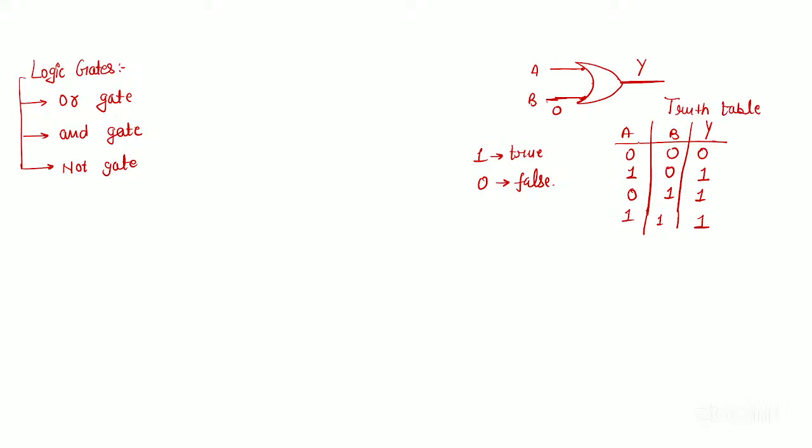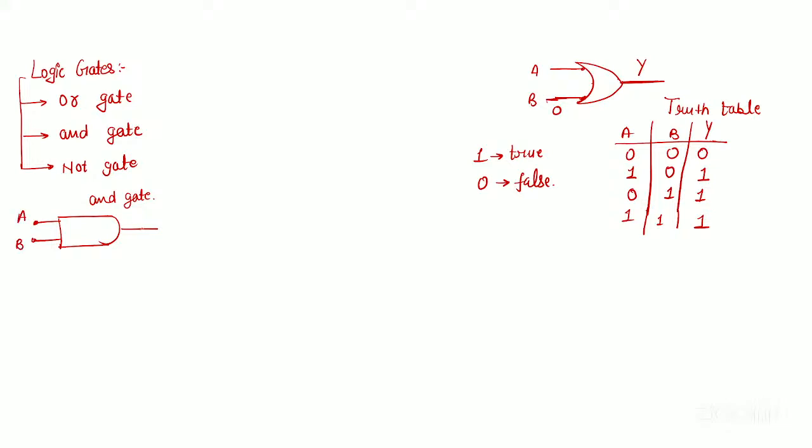Now, the AND gate looks like an LED bulb, like this. This is the AND gate. Okay, now again we will draw the truth table for the AND gate.